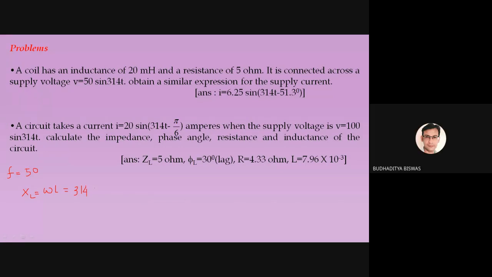And L means how much? L is 20 millihenry. So 20 into 10 to the power minus 3. If you just do this calculation, what is the value coming? 6.28. I'm not checking the calculation, but some of your friends already said 6.28, so I think this is correct. So this is equal to XL.